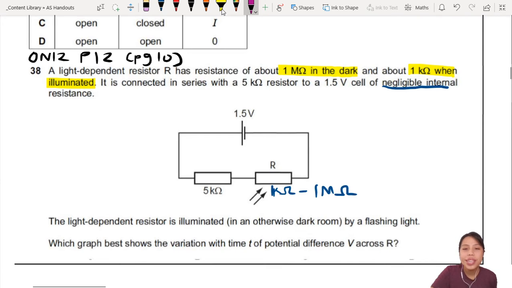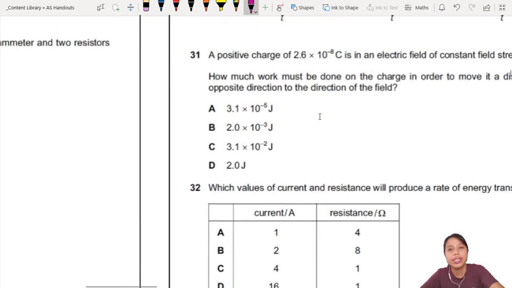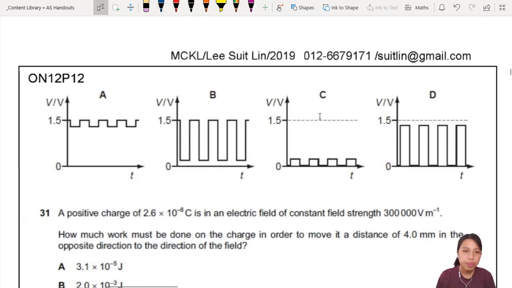We are trying to find what if you connect a voltmeter to measure the potential difference across this R. So you're finding V here. How will the graph look like? Let's look at the choices we have to get an idea. The only annoying thing is it's on the other page, so I have to scroll up and down. Take a look at this one. Try to make a guess which one you think will be the graph for this.